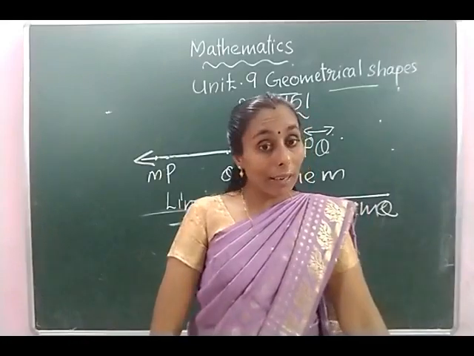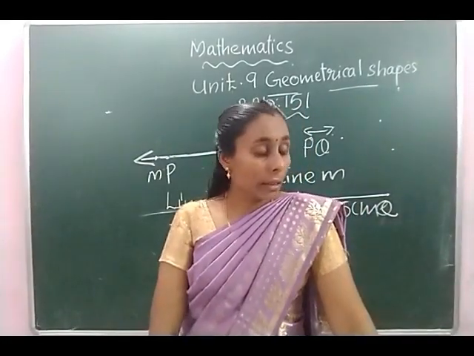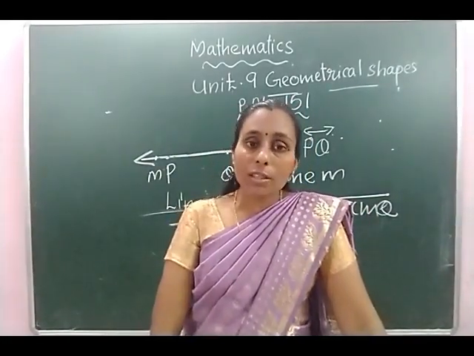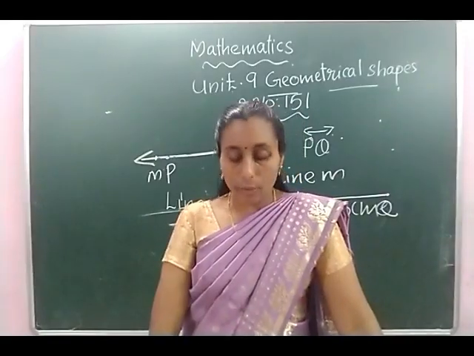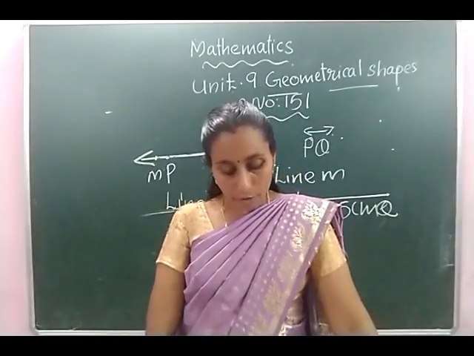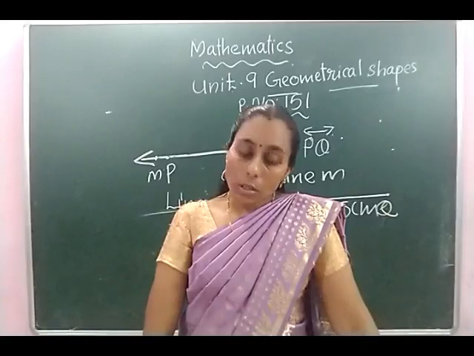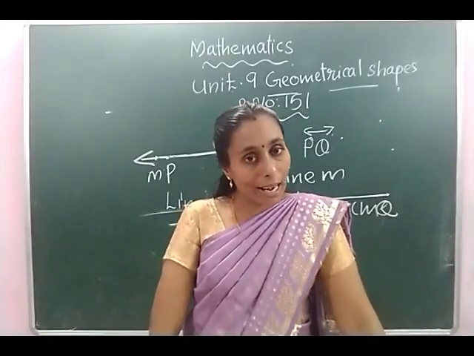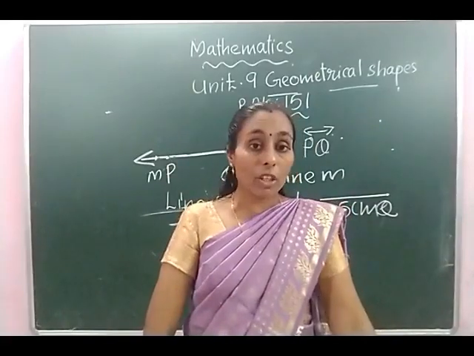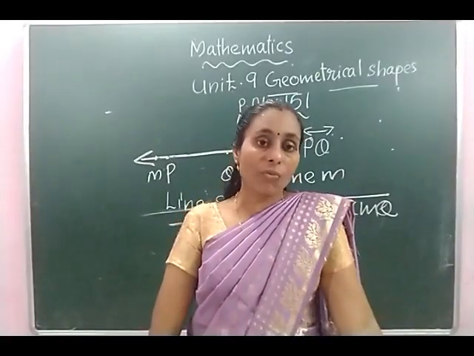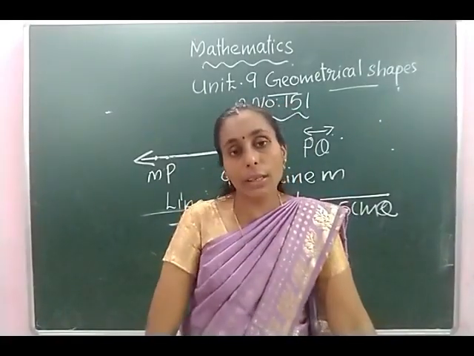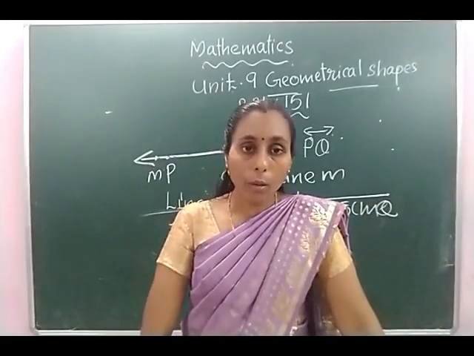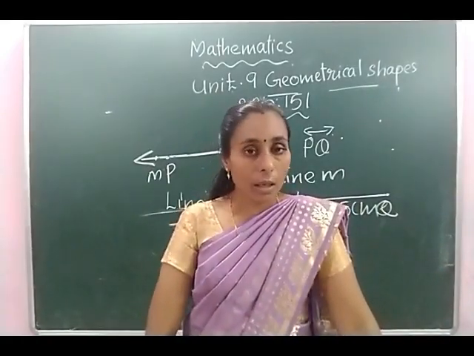Then what is a line segment? A line segment is a part of a line. It has a definite length. It has two fixed points which name the segment. Can we measure a line segment? Yes, we can measure a line segment. It has fixed points, a starting point as well as an ending point, or it has a definite length, so we can measure it.